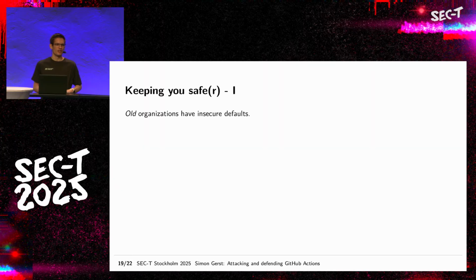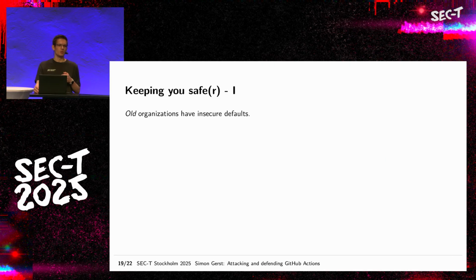Okay, so how to stay safe? One important thing that many organizations, if you are an organization owner, should look into: GitHub realized a while ago that the default of permissive permissions is bad, like giving everyone a read and a write token by default is bad, so they changed it to only giving a read token.